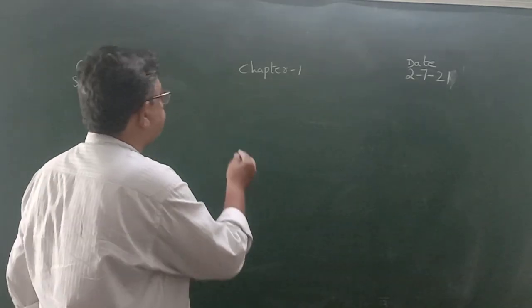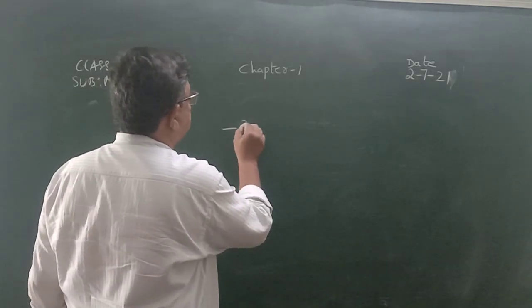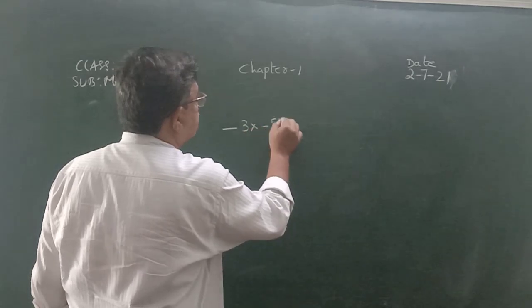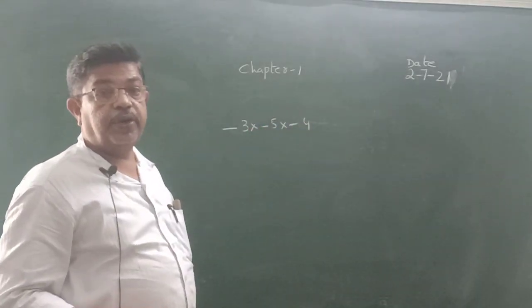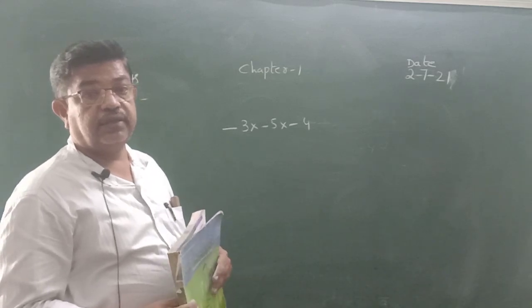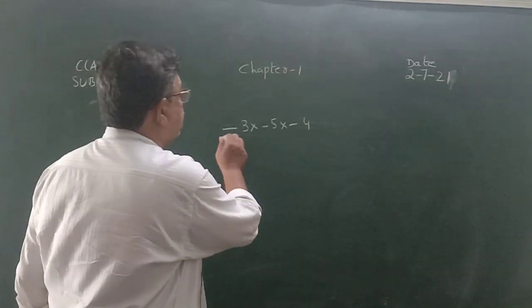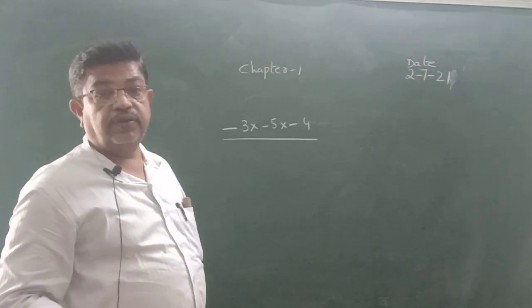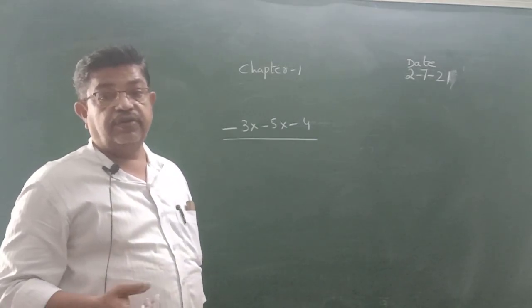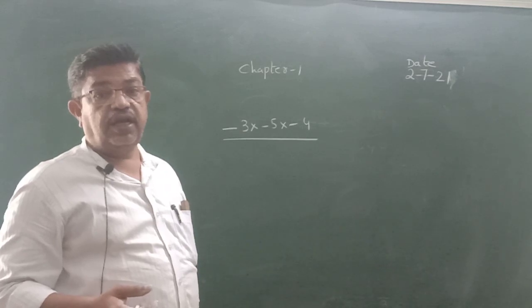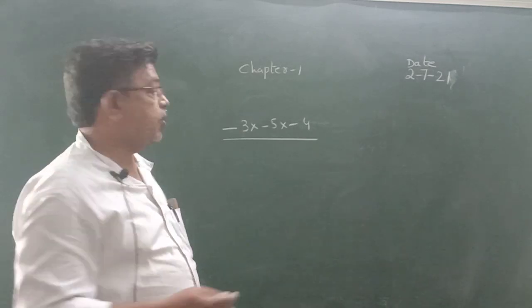Suppose I give you three integers which are negative: minus 3 into minus 5 into minus 4. All three are negative integers. How many odd integers are there? There are three integers having negative sign, and we are finding the product.